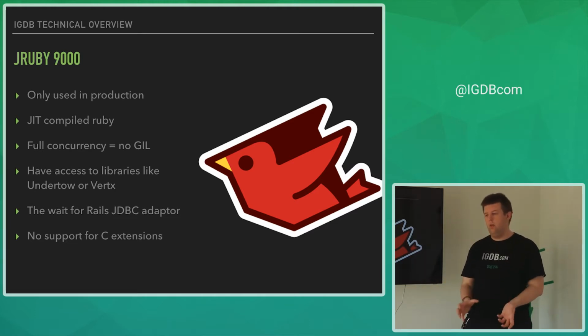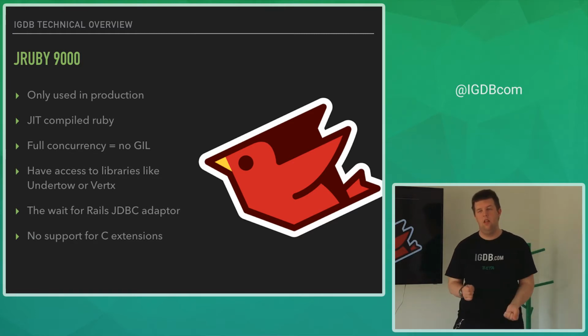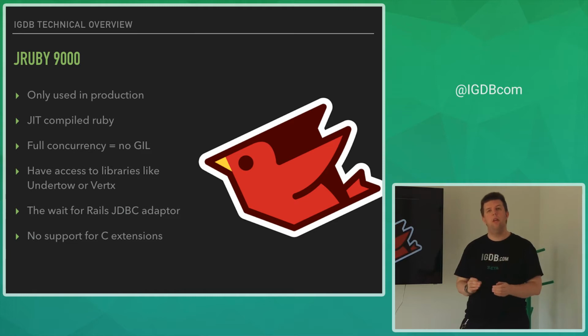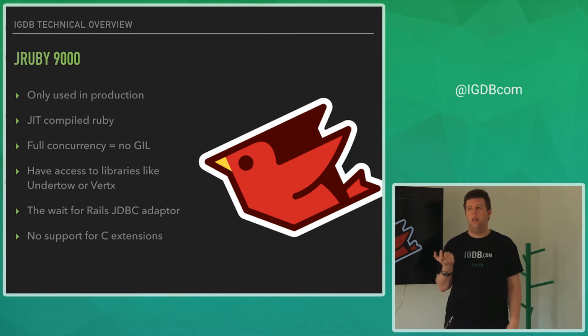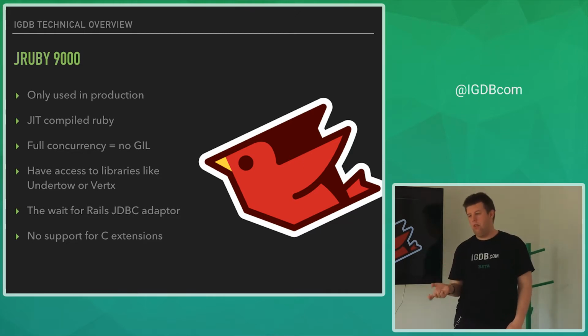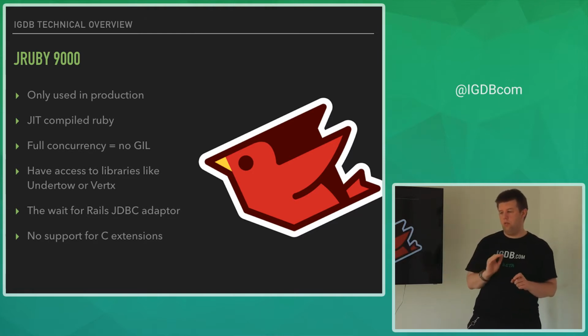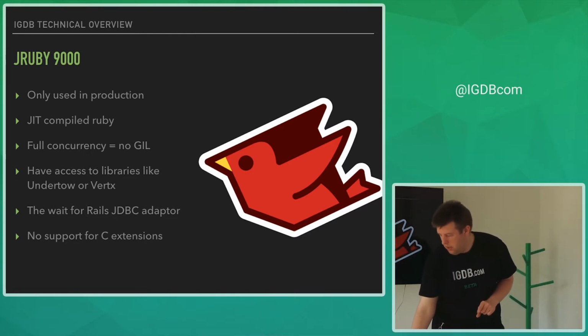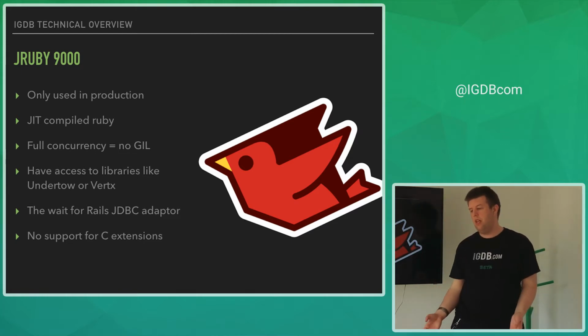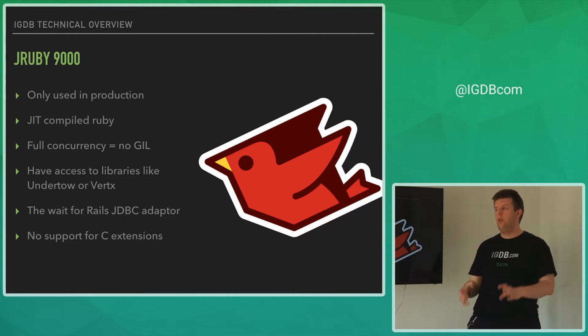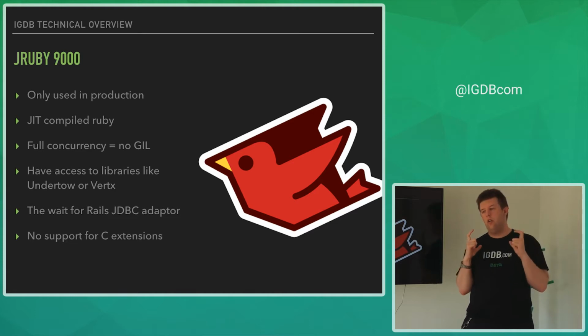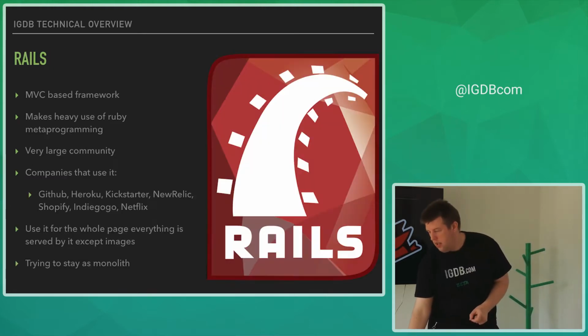But there are also some disadvantages with JRuby, and that is, first we have to wait for the database adapters for Rails, for instance, and it has no support for C extensions. But those are the only disadvantages with JRuby. It's a very mature Ruby implementation, which is awesome because Ruby doesn't have a spec, it has only a reference implementation.